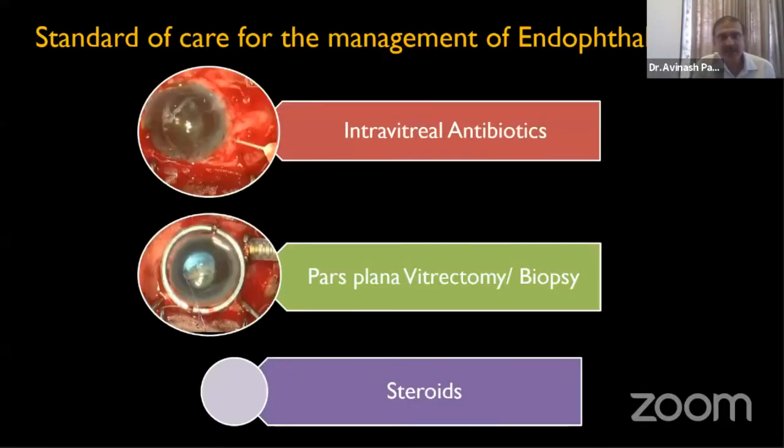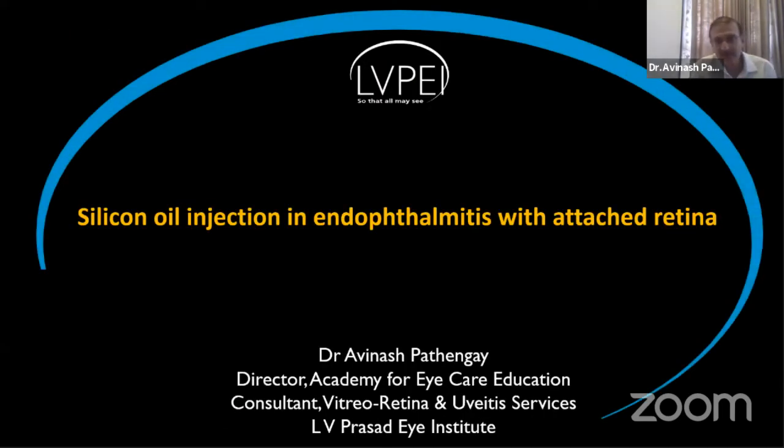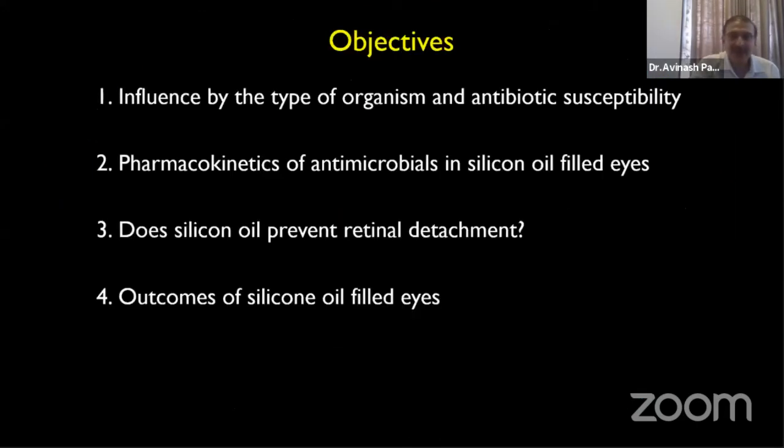So if you look at the slide, the standard of care in the management of endophthalmitis happens to be intravitreal antibiotics, to some extent systemic, pars plana vitrectomy, biopsy, and steroids. So nowhere in this do you find silicone oil as a standard of care, and why are we debating about it, especially in an attached retina? So I would like to extend the debate on these four subheadings.